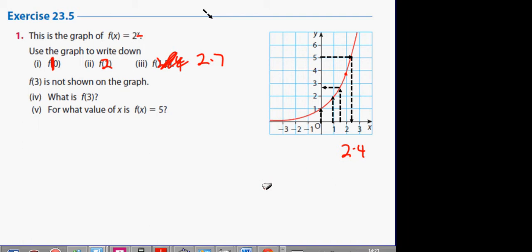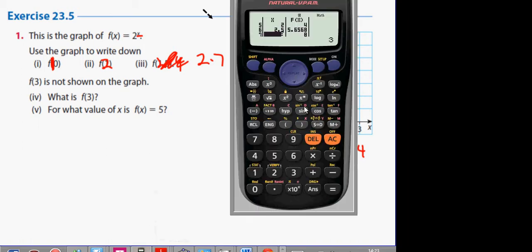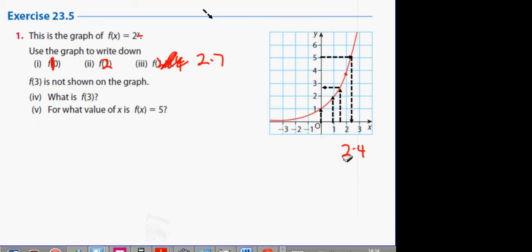Okay. Now we can also check out when it goes near 5. It goes to 5 in between 2 and 2.5. Does everybody see that? So the answer should be somewhere between 2 and 2.5. And our answer is 2.4, which is in that region, okay? Okay guys, let's move on. Next one.